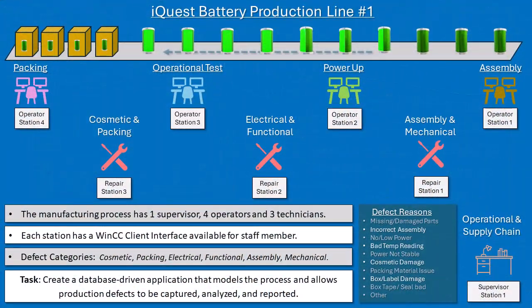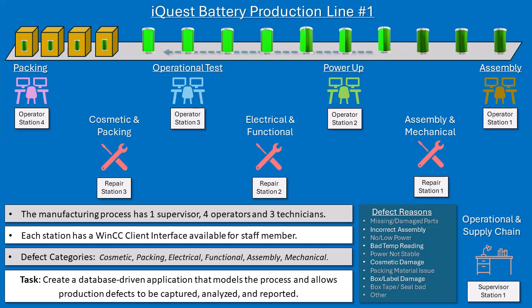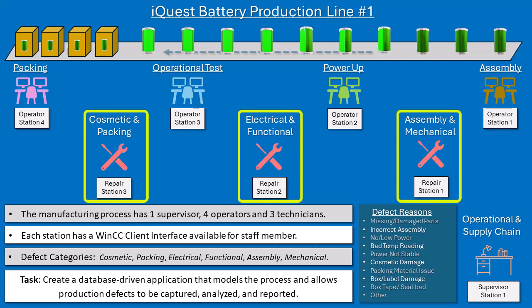Now let's take a look at the plant floor. This is the iQuest battery production line number 1. There are 4 operator stations where operators will assemble, power up, test, and pack new batteries. Behind them there are 3 repair stations for each defect category: cosmetic and packing, electrical and functional, assembly, and mechanical.